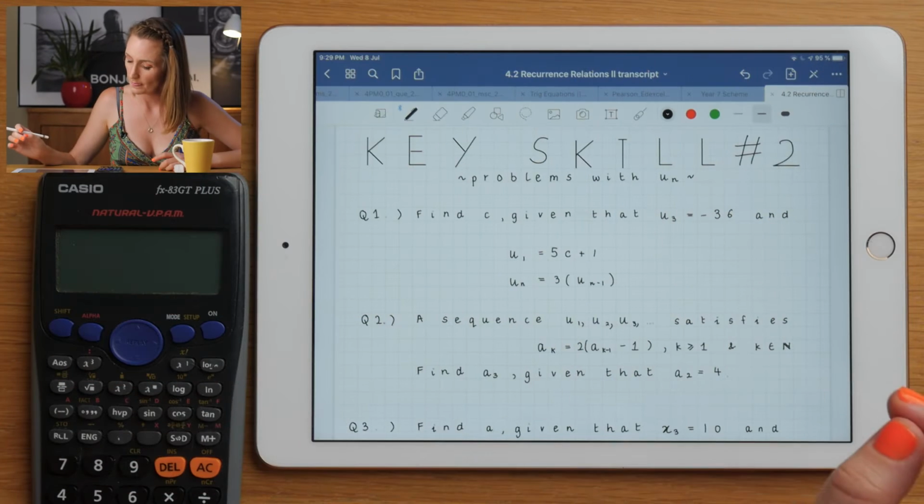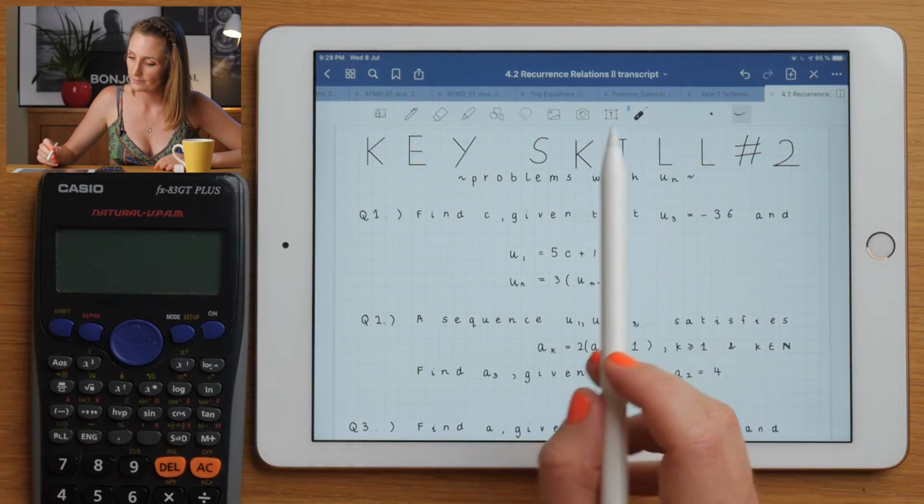Hi, welcome back. This is Key Skill 2 in Recurrence Relationships. Now we understand what the concept of recurrence relationship is, how we're using the previous answer to generate the next answer. We're going to be looking at some more exam style problems with recurrence relationships. Question 1, let's get started.